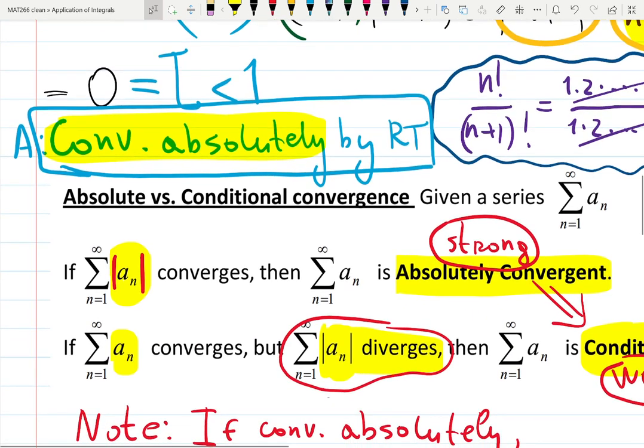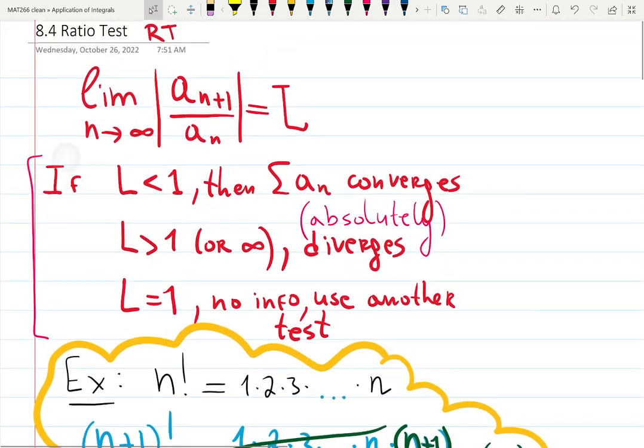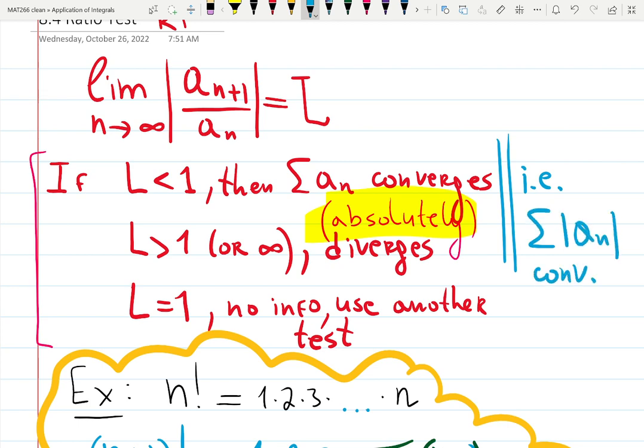So let's see again. The series converges. So the theorem says, the theorem is a ratio test. The ratio test says not only the series converges, but it also converges absolutely, which means the series with absolute value converges. That's the definition. That's the definition of the absolute convergence.